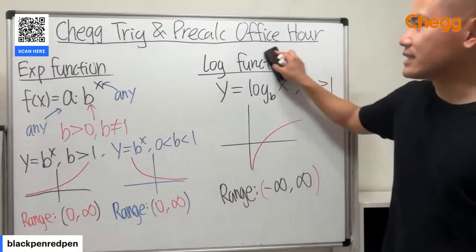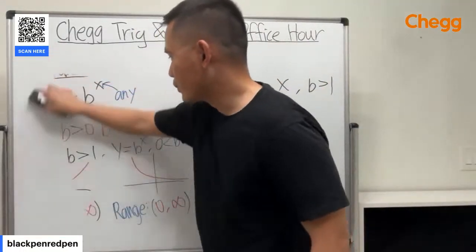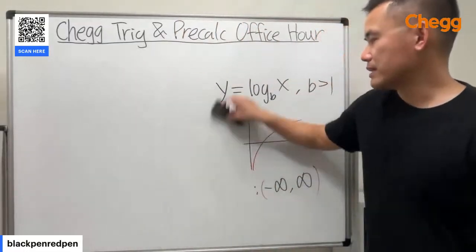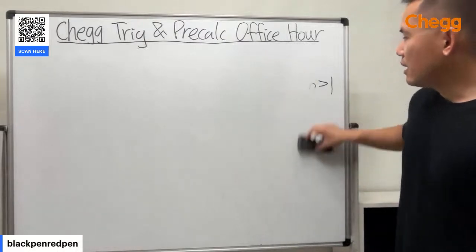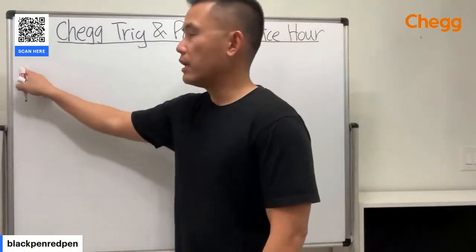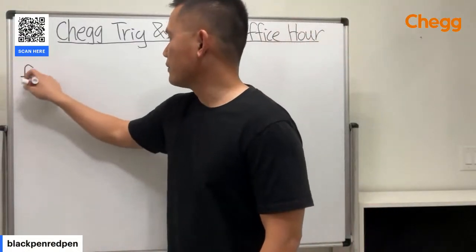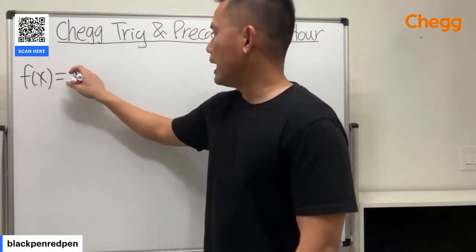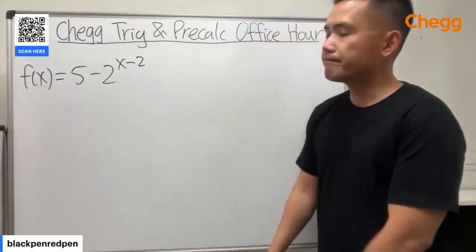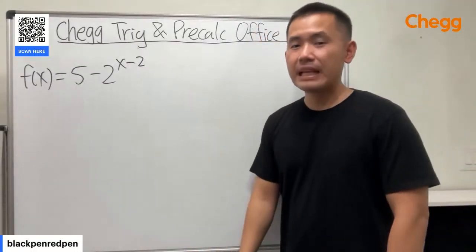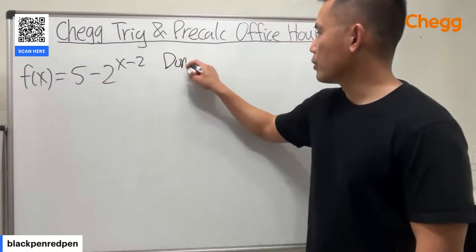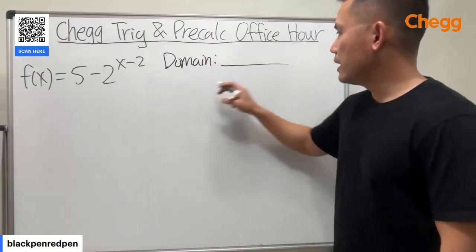So why don't we take a look at some problem that we'll be dealing with? And perhaps I'll show you guys one of the questions that I just asked my pre-calculus students today on the quiz. Find the domain and range for the exponential function, and this is the function. I'll write down f of x. I have 5 minus 2 to the x minus 2, something like that. The goal is to find the domain and also the range. So perhaps I'll write it down right here. We want the domain and the range.